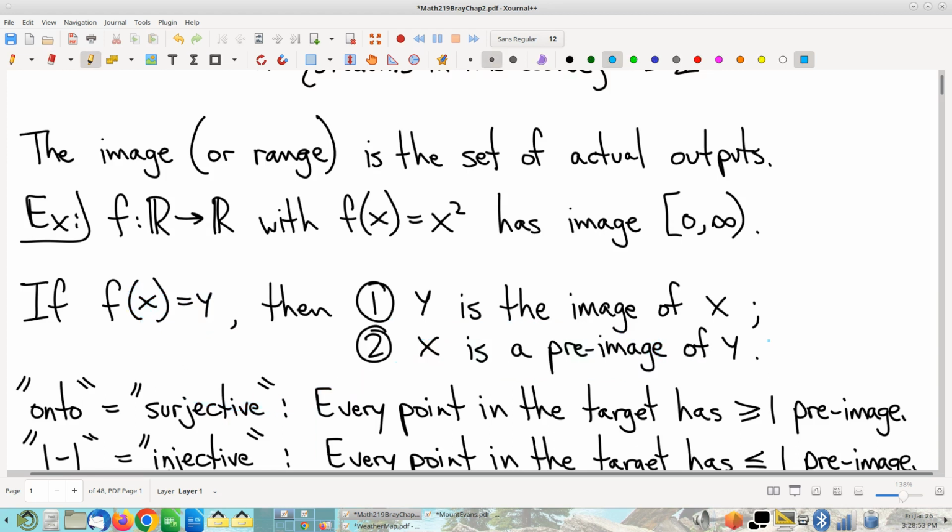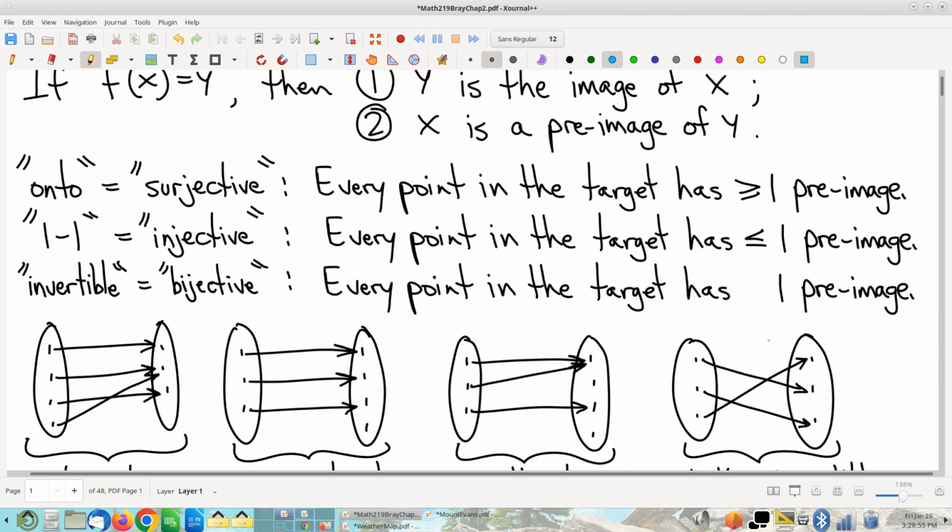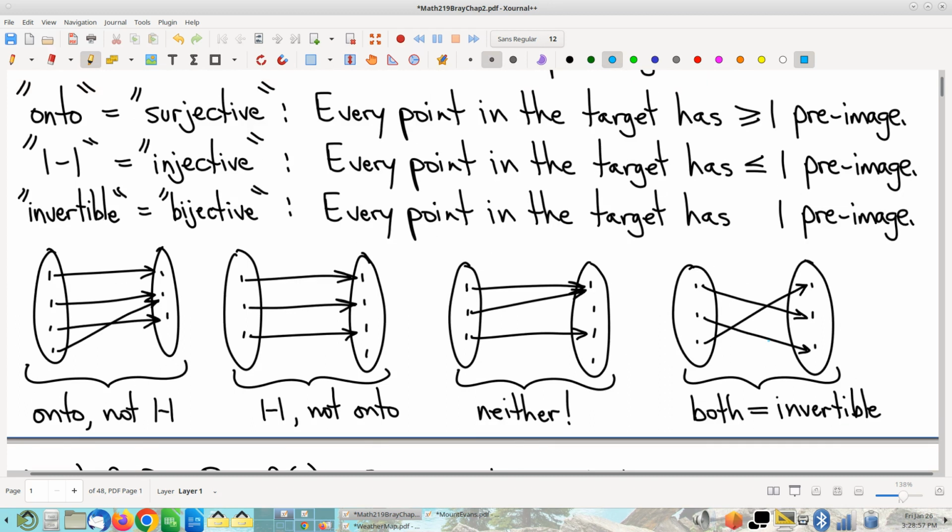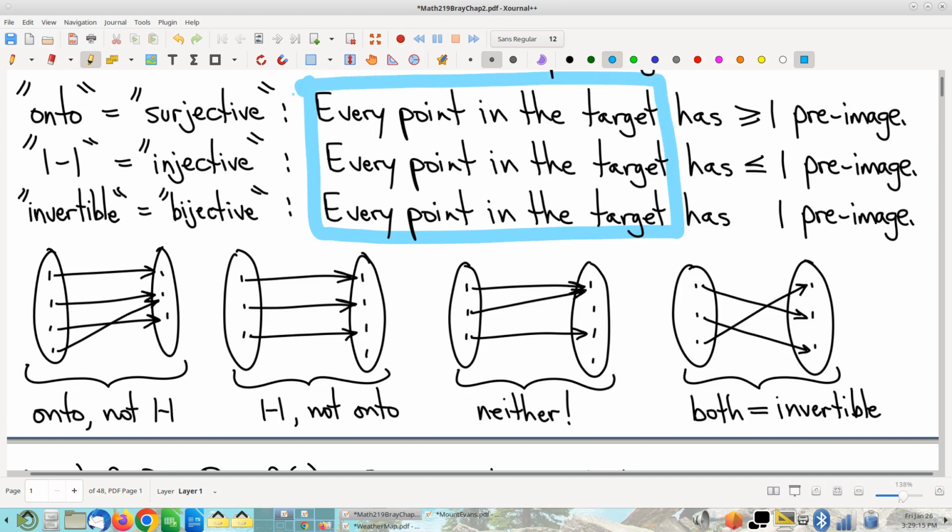Why do we need this terminology? Well, we need that so we can define this. There's a bunch of words here that turn out to be important. You'll see why they're important in a few minutes. These words, all of them, you'll notice, are defined by looking at a point in the target. In fact, looking at all of the points in the target and looking at their corresponding pre-images and counting how many there are.